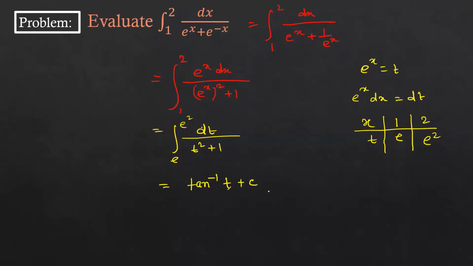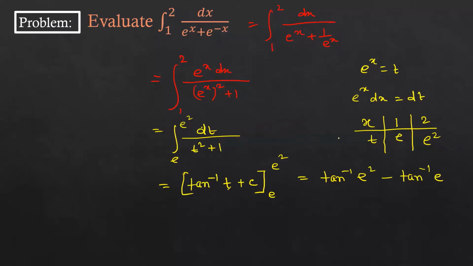And this is tan inverse t plus c. So you just put e and e square. That means tan inverse of e square minus tan inverse of e. Okay, so this is the value of the integration.